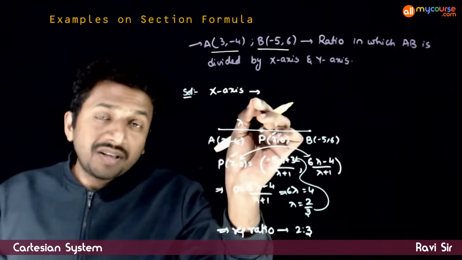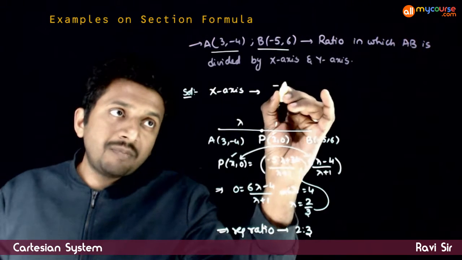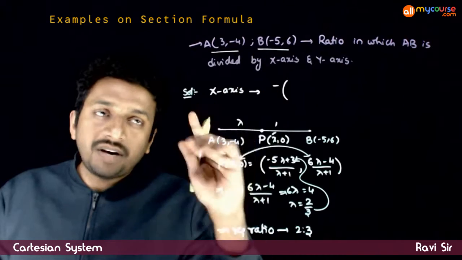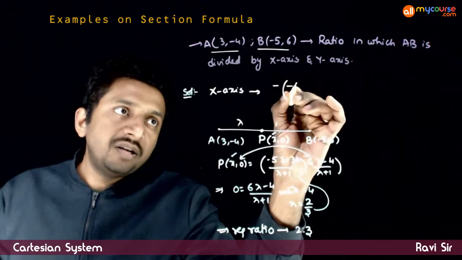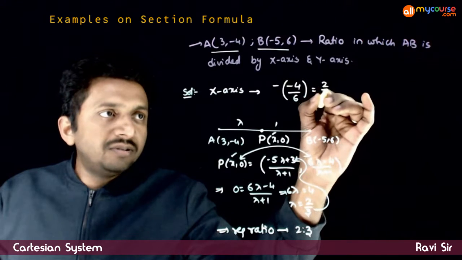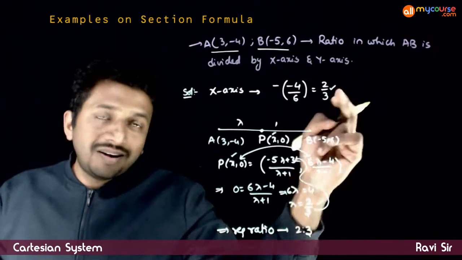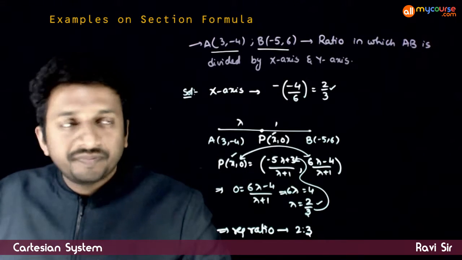So now let us see whether our formula works or not. What is our formula? The ratio is nothing but minus of y1 by y2. It is minus of -4/6, that is equal to 2/3. So as you see, you got the exact same ratio.